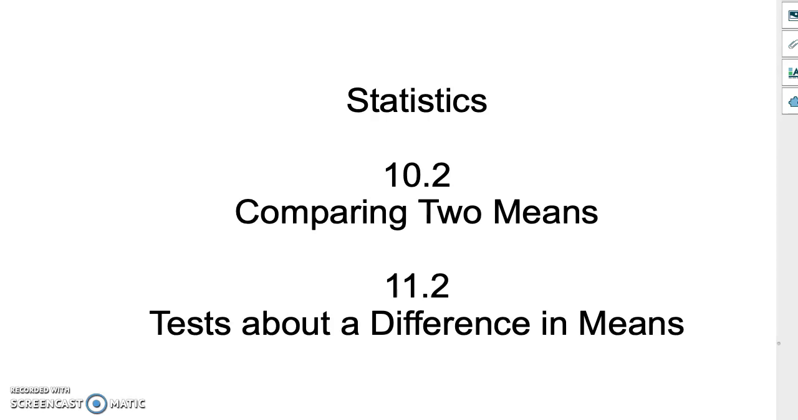Okay, AP Statistics students, this should be the last video that I am making for you before the AP test next week. So, this includes two sections, 10.2, Comparing Two Means, and 11.2, Tests about a Difference in Means. In both cases, we're looking at the difference in two means. In one case, we're doing a confidence interval, comparing. In the other case, we're doing a hypothesis test.